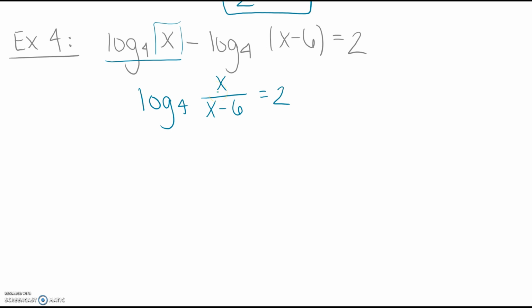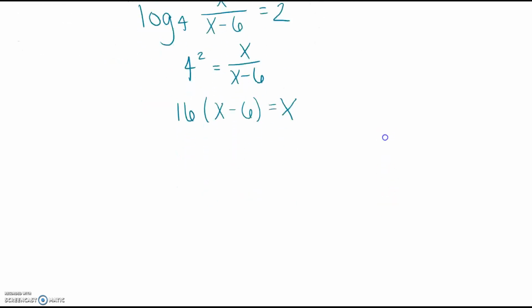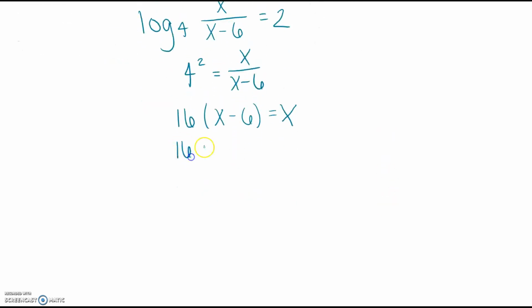So now we can rewrite this in exponential form, so I can solve for x. So 4 squared equals x divided by x minus 6. 4 squared is 16. At the same time, I'm going to multiply both sides by the denominator. So I'm going to have 16 times x minus 6 equals x. I want to distribute, so 16x minus 96 equals x.